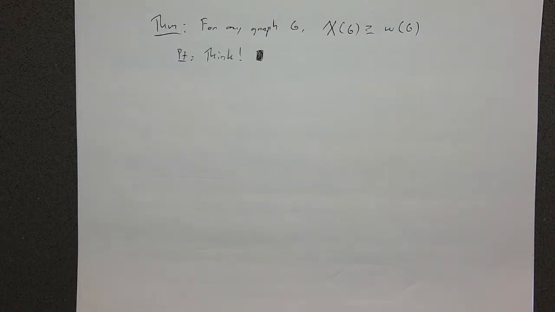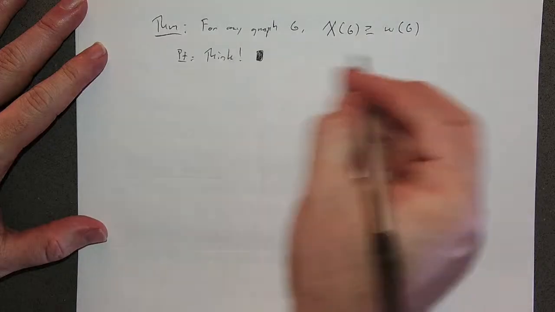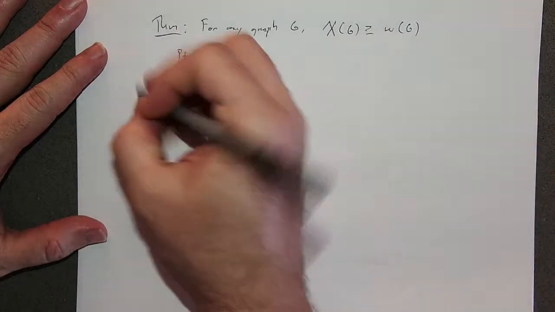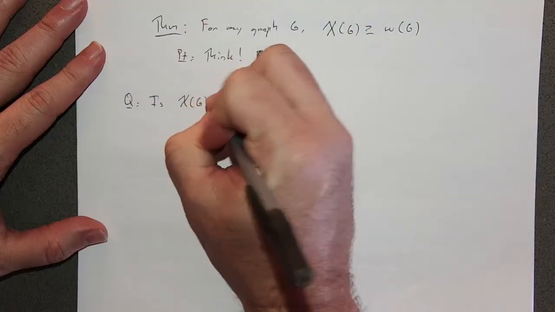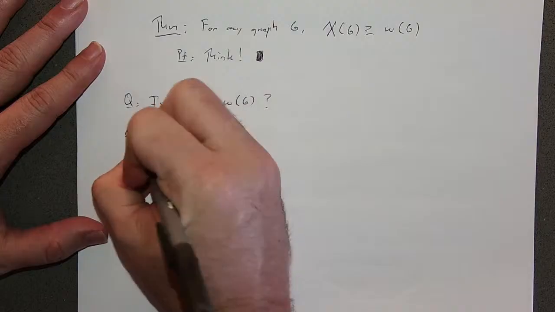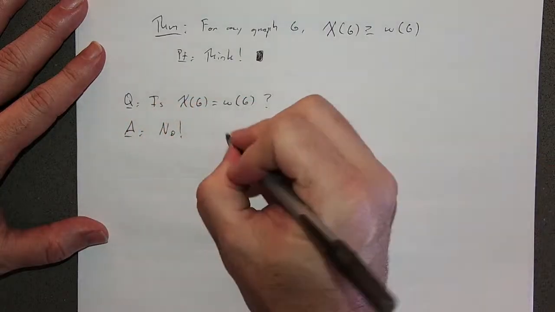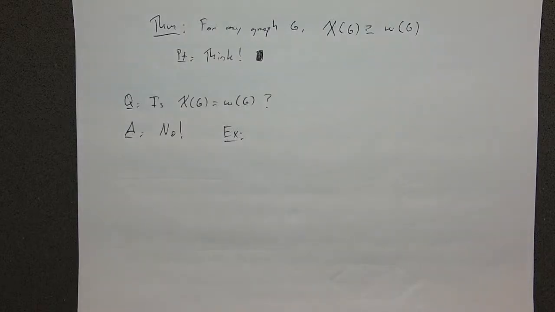Okay. Now the question is, can we make this theorem stronger, in the sense that maybe we can prove that the chromatic number is equal to the clique number in some way, or is almost the clique number? So, is the chromatic number of a graph equal to the clique number of a graph? The answer is no. The example to see that, I don't want to draw it. Let's look at the following graph.